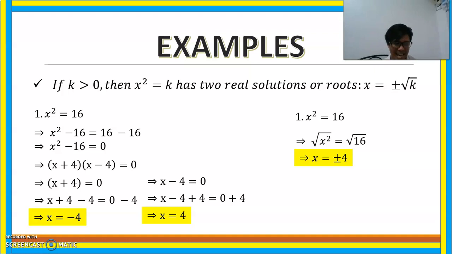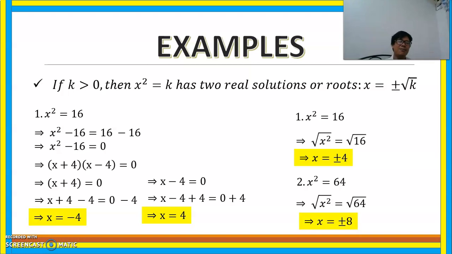Another example. What if x squared equals 64? By applying extracting square root, we have the square root of x squared equals the square root of 64. The square root of x squared is x, while the square root of 64 is positive and negative 8. Yes, you got it. Let us check. If x is 8, then 8 squared, is that equal to 64? 8 times 8 is 64.